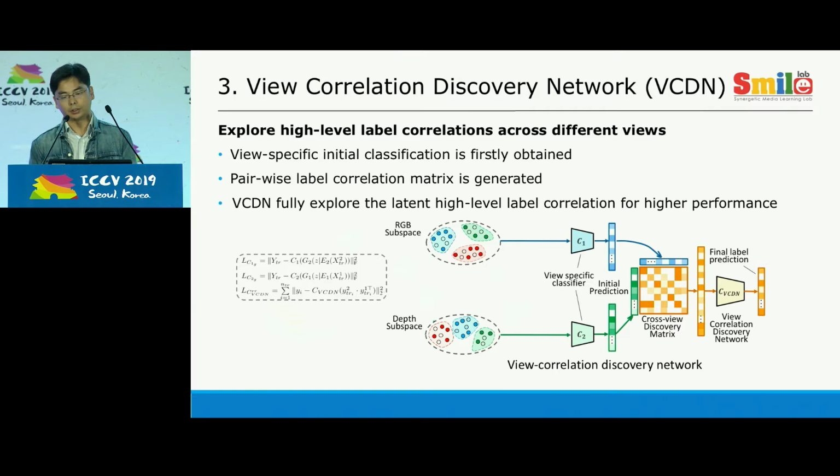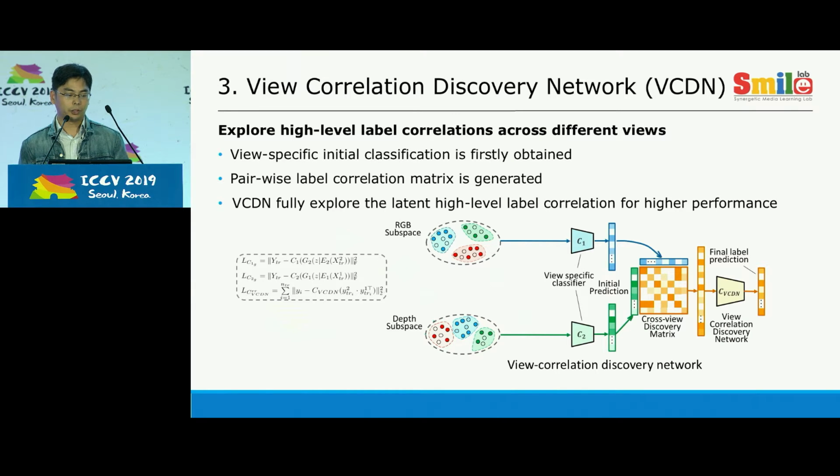The last module is what we call the view correlation discovery network. The idea is we want to fuse the knowledge from different views. And as we mentioned, if we build view-specific classifiers, prediction will be inconsistent. So what we do is different from the previous fusion strategies. We will show the benefit. What we do is we use the initial prediction from each view-specific projection and learn a cross-view discovery matrix, then input it to our view correlation discovery network, we call VCDN module, to do the final prediction.